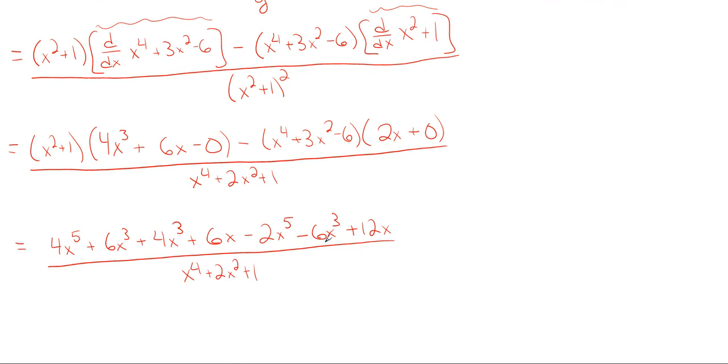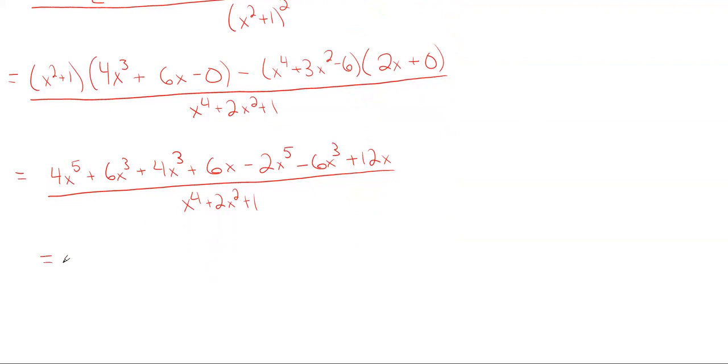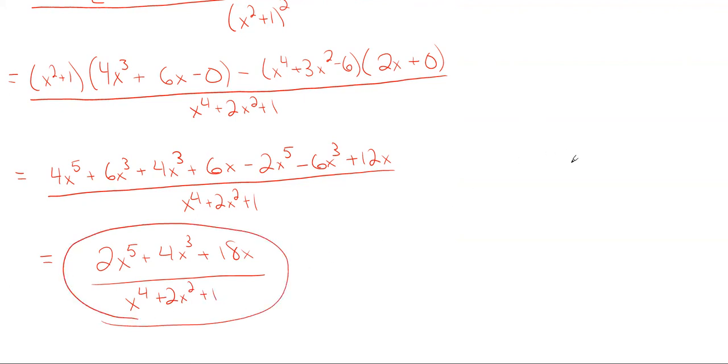We can combine some like terms here because we have x to the power of 5 and the power of 3 all over the place. So we can start combining stuff here, and we can finally arrive at the final answer, which is the derivative of the starting expression, equal to 2x to the 5th plus 4x cubed plus 18x, all over x to the power of 4 plus 2x squared plus 1. And that is my final answer.